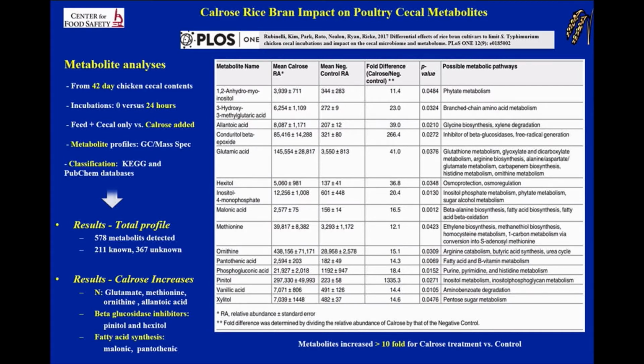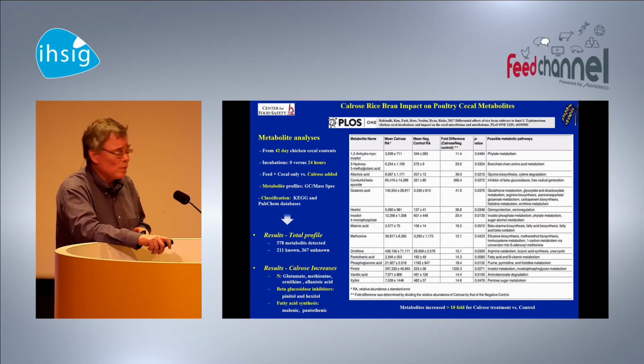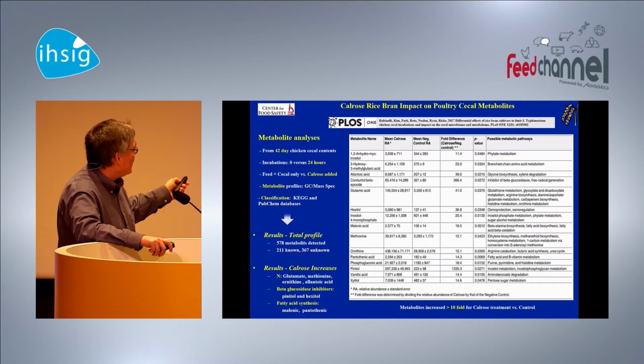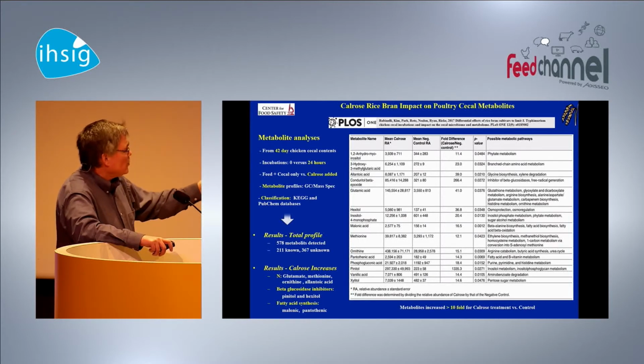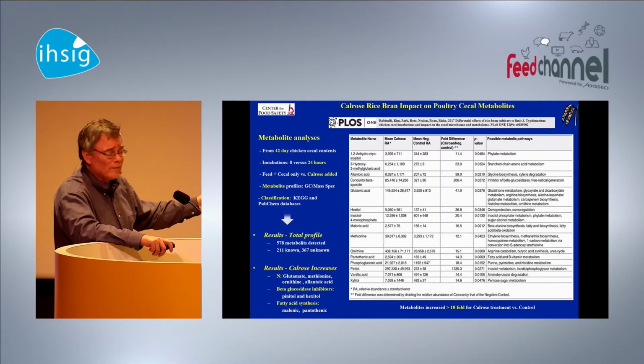So results, we had over 578 metabolites detected. More than half are unknown. In other words, we really couldn't classify them based on the chemical databases that we had. And we were able to identify 211. This gives you an idea of most of them that showed what we would call significant increases versus control.